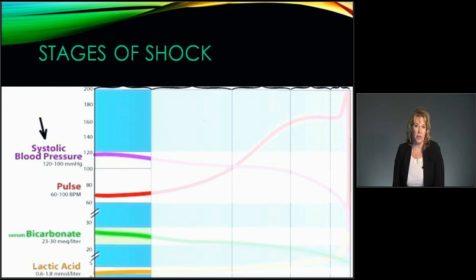Normal bicarb levels are 22 to 26. So if they normally are at around 25, by the end of that initial stage they may be at 22 or 21, where it's just slowly starting to drop down to the lower end of normal. And the lactic acid is fairly stable at this point. So maybe a tiny increase, but not a significant change.